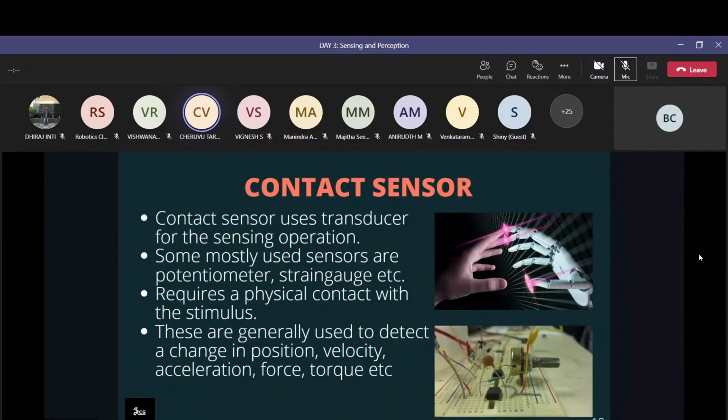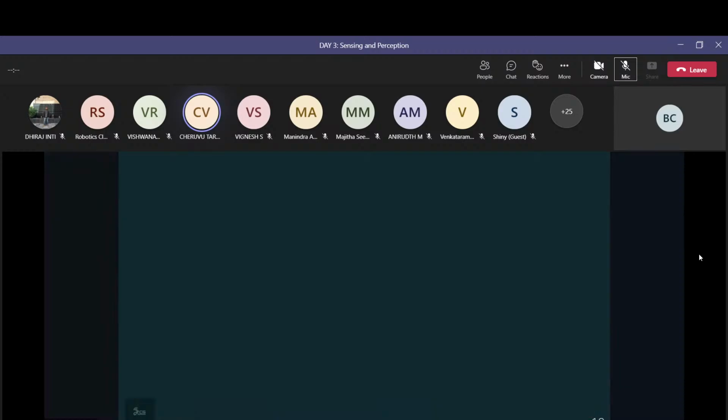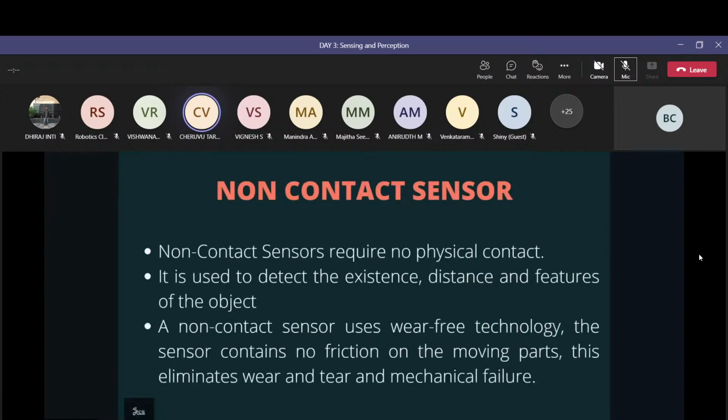They are generally used to detect changes in position, velocity, acceleration, force, torque, and holding devices, and for all these different purposes, you'll be using these contact sensors. Next, a non-contact sensor. A non-contact sensor requires no physical contact.